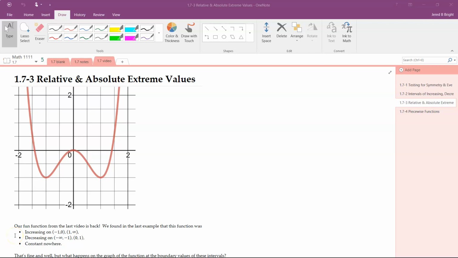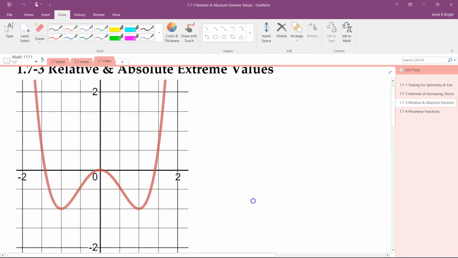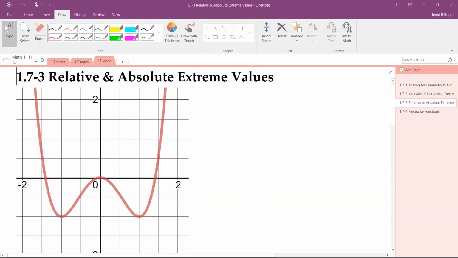Welcome back, and we're going to continue our discussion of function properties with talking about relative and absolute extreme values. Now, absolute extreme values aren't in the textbook, but as long as we're at it, we might as well talk about them because you're going to see them eventually.